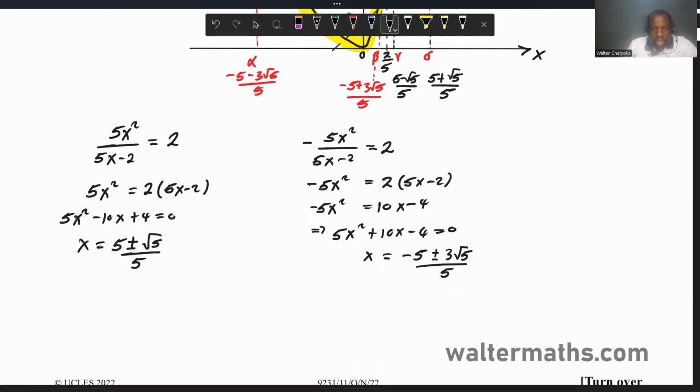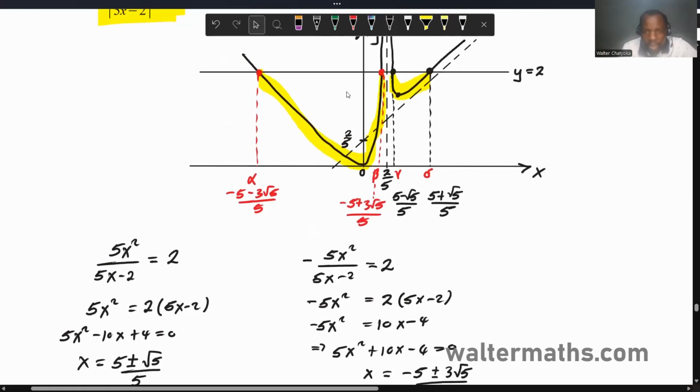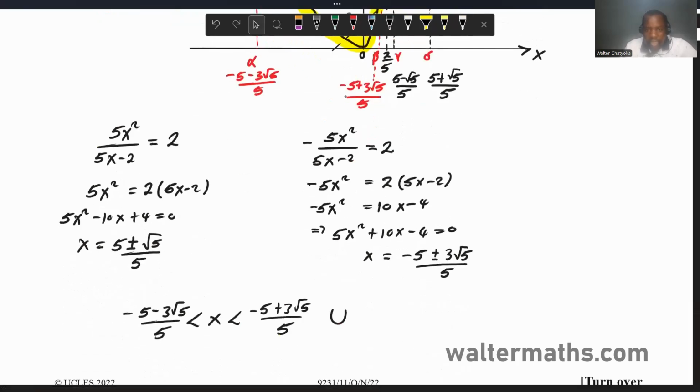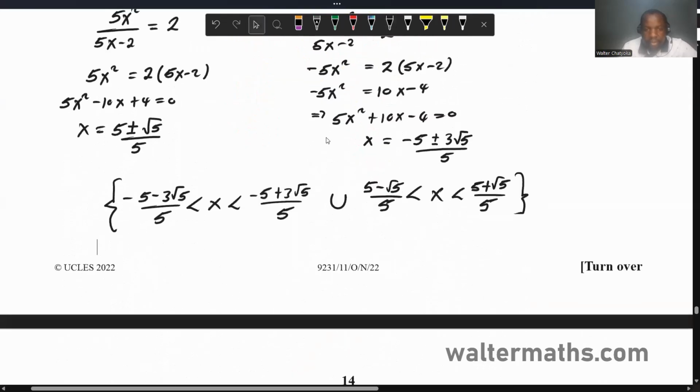So for our solution, we're saying minus 5 minus 3 root 5 over 5 to minus 5 plus 3 root 5 over 5, union, we also have the other part, that's gamma to delta, which is 5 minus root 5 over 5 to 5 plus root 5 over 5. So this is the solution set, and that's the answer we get for this particular question.